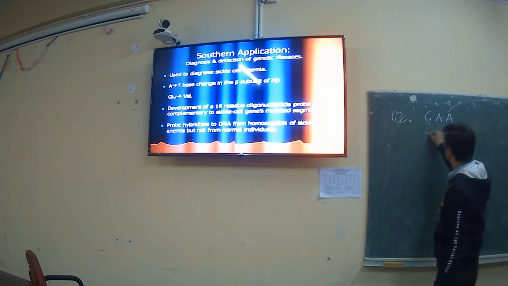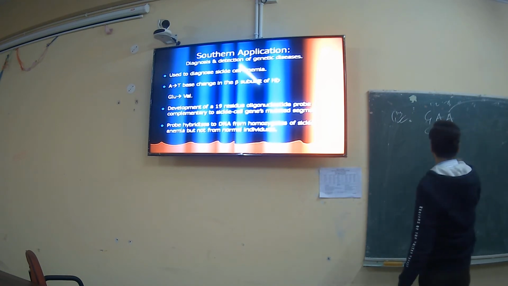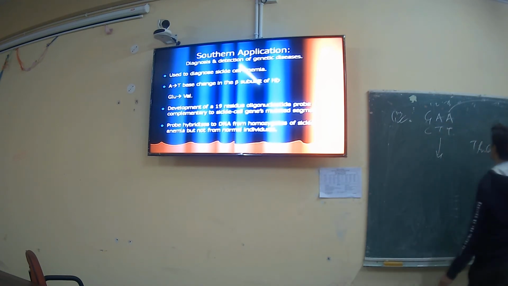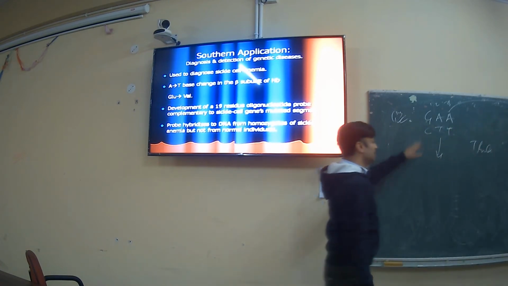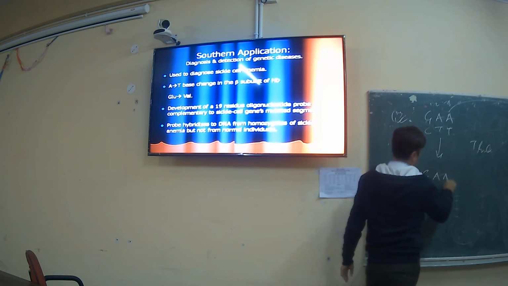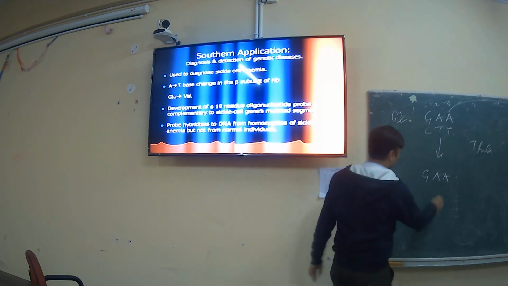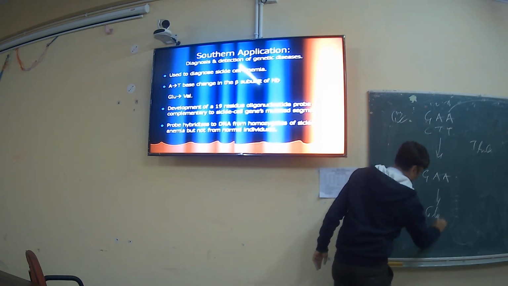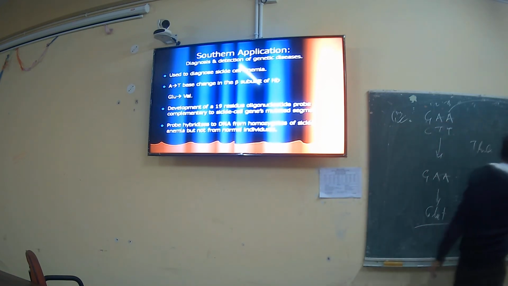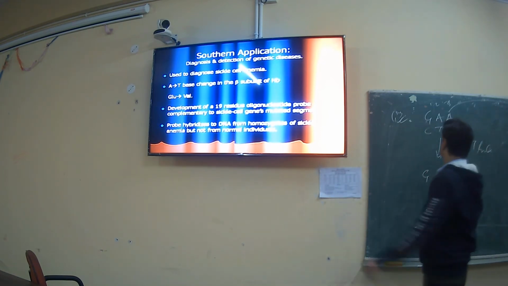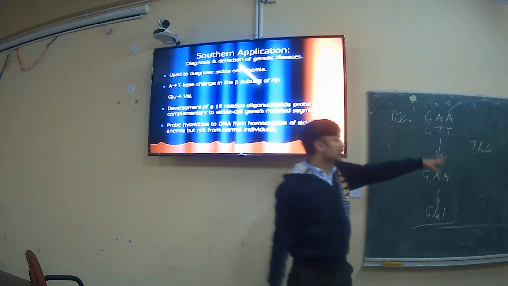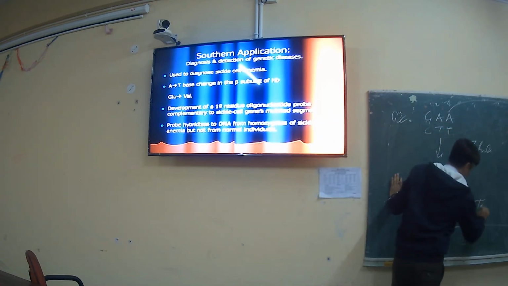Now A will be changed to T. The corresponding base pair will be C and T. After transcription, if you convert this DNA into mRNA, that will be GAA, and now this will be GAU. GAA codes for glutamic acid, and now GAU codes for valine. So only one base pair has changed. This one is transcription and this one is translation.